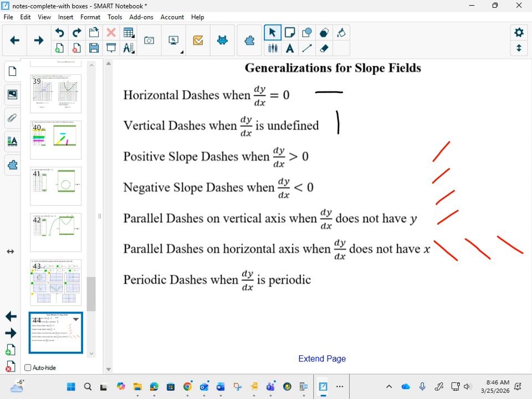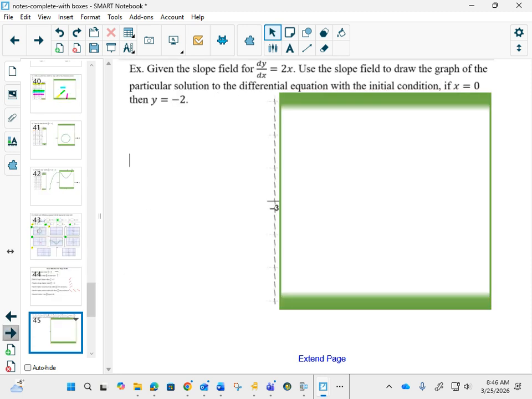Some of these patterns seem kind of obvious, like periodic dashes means that your derivative is periodic. But you can see that with the sine and cosine curves, your dashes will follow a pattern over and over again. And having this lets us figure out patterns and connect slope fields to equations.